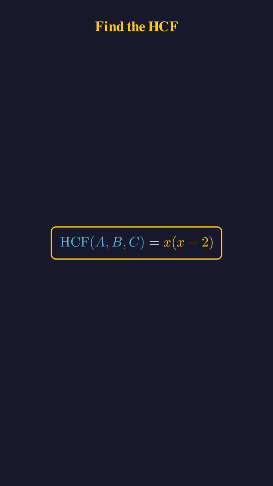HCF of A and B first. Both have x and x minus 2. So F equals x times (x minus 2). Now HCF of F and C. C has x and (x minus 2) squared. Common factors: x and x minus 2. Final answer: x times (x minus 2).